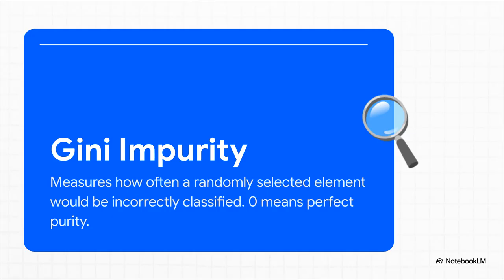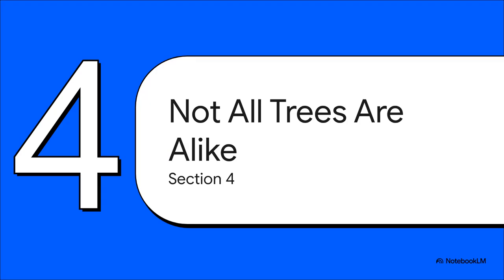So how does a machine actually measure this impurity? Well, it uses a metric, and a really common one is called Gini impurity. The easiest way to think about it is just as a mix-up score. A score of 0 means perfect purity. No mix-up at all. So the algorithm's entire goal with every single split is to make the Gini score drop as much as it possibly can. So this basic principle, splitting data to reduce impurity, that's really the foundation for all decision trees.